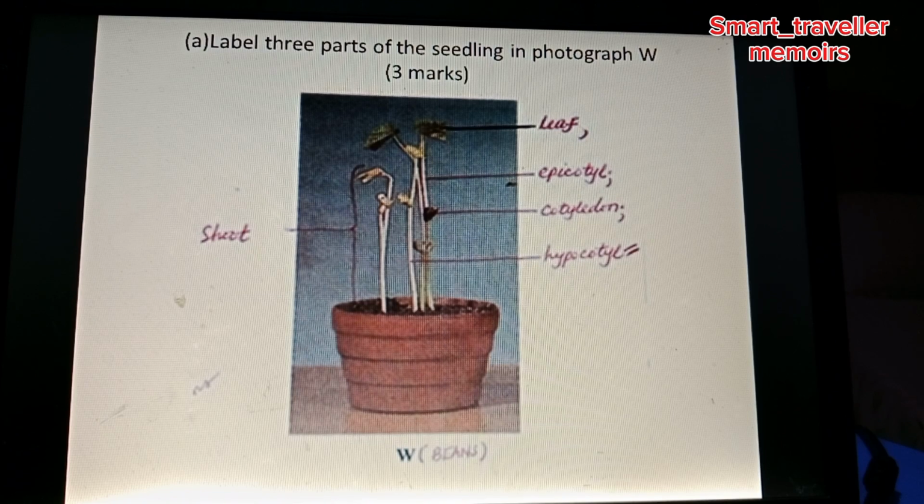So we have the shoot there. You can see that bracket. So you could put that bracket and label shoot. Then we have the leaf, we have the epicotyl, we have the cotyledon, and we have the hypocotyl, which is equivalent mark, because you have already marked epicotyl. And this W, actually, these are beans.